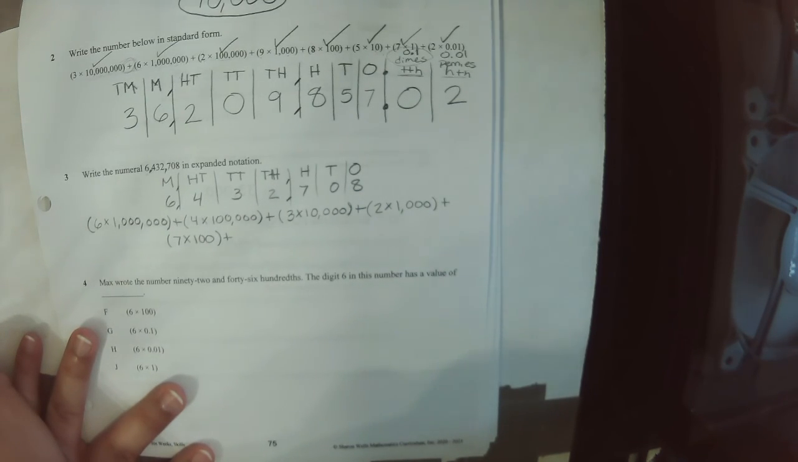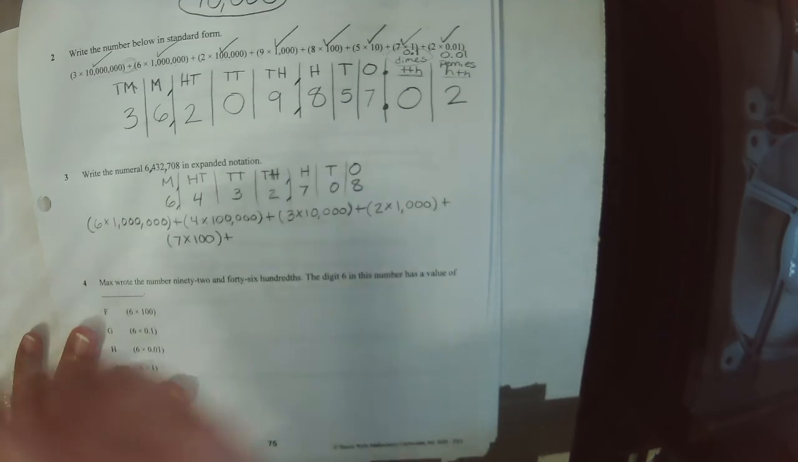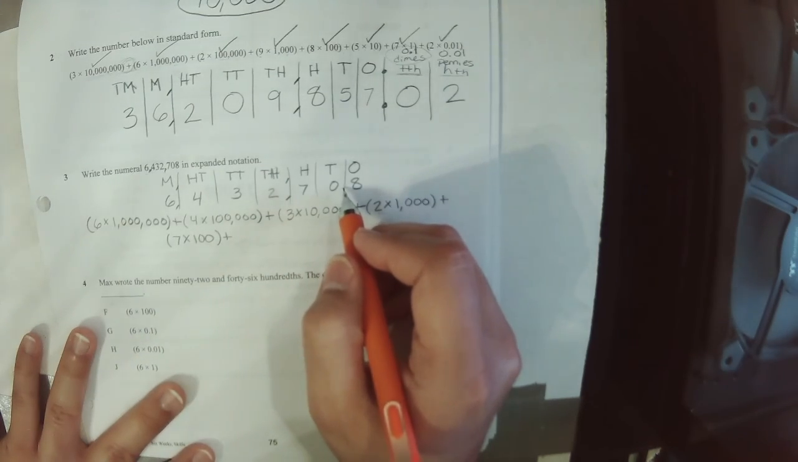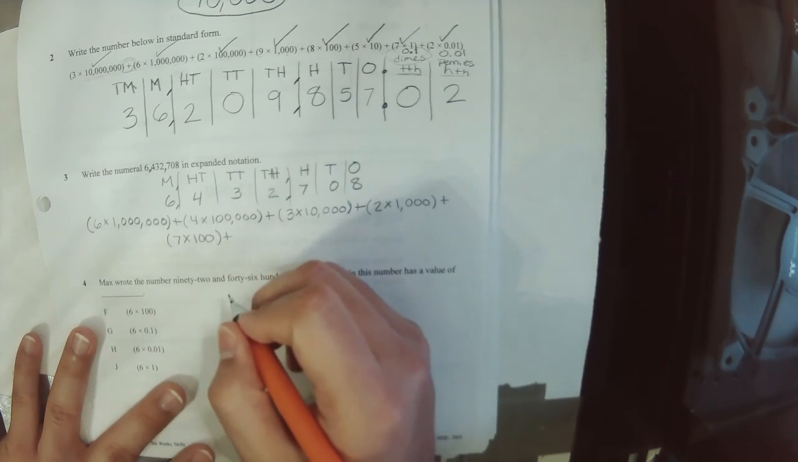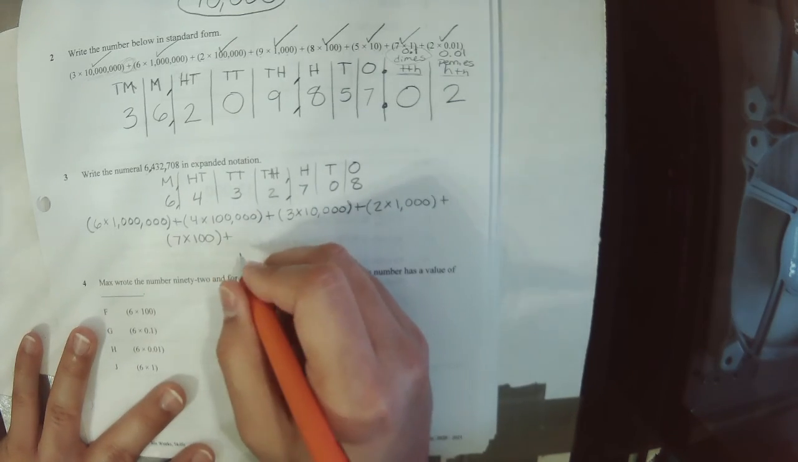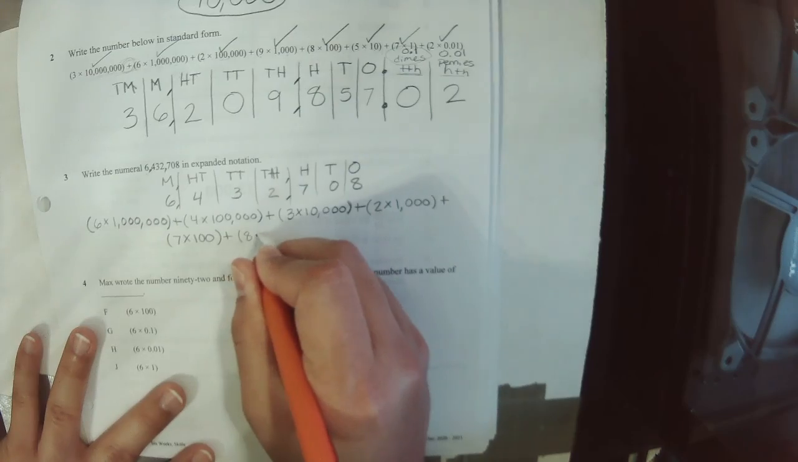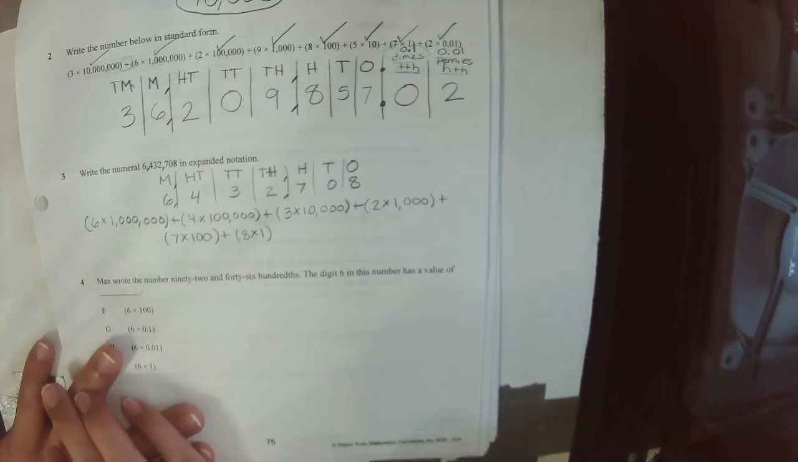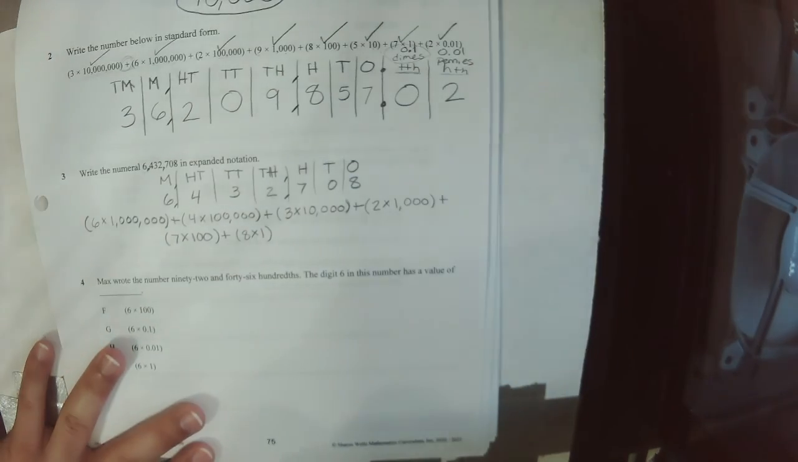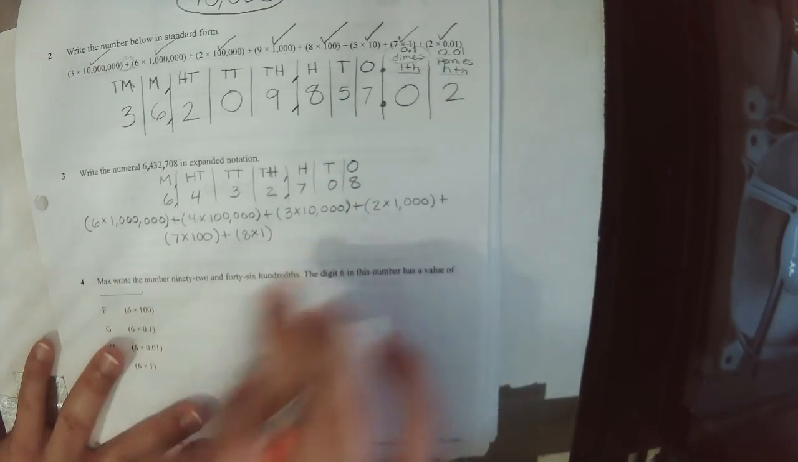Kylie? We can't do the tens because it has a 0, so we have to go to the ones. Very good. Anytime I do expanded notation, if I see a 0, I skip it. So I go down to the ones, and what digit is in the ones place? 8 times 1. I don't have to put any more plus signs because there's no other parts to my number. So here it is in expanded notation.